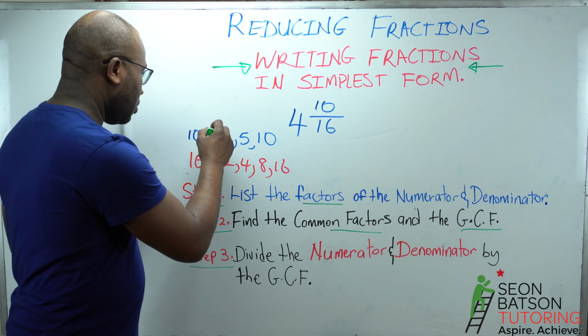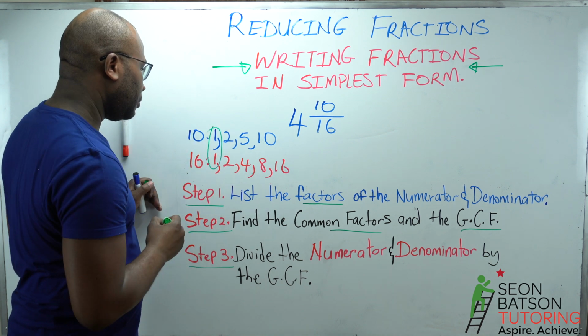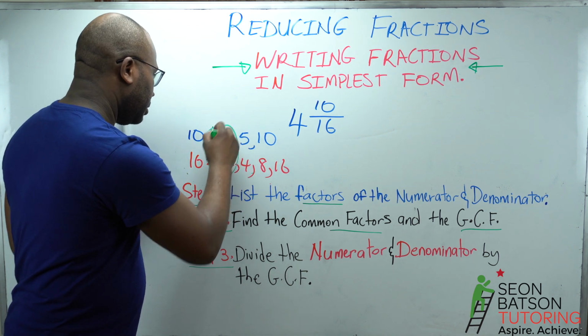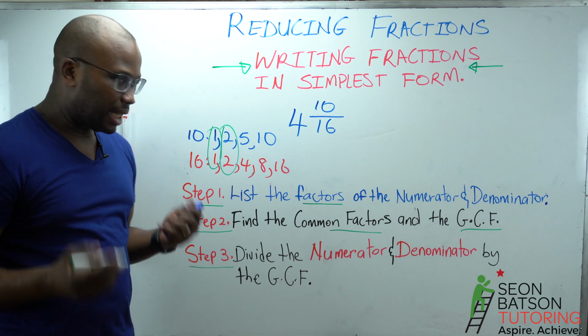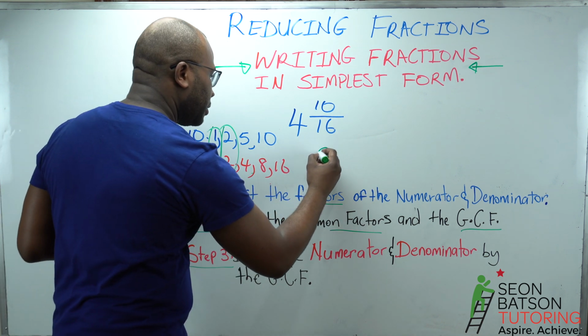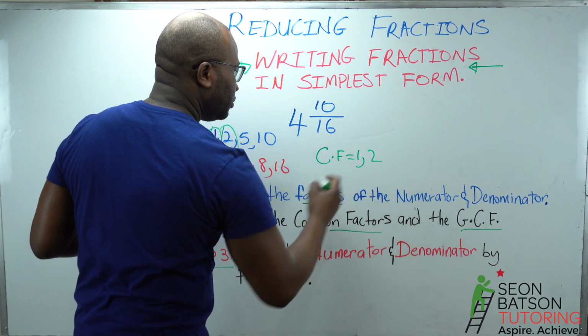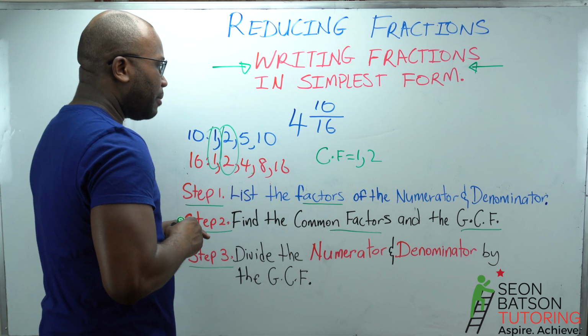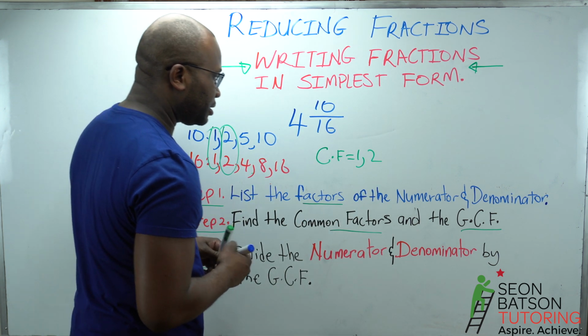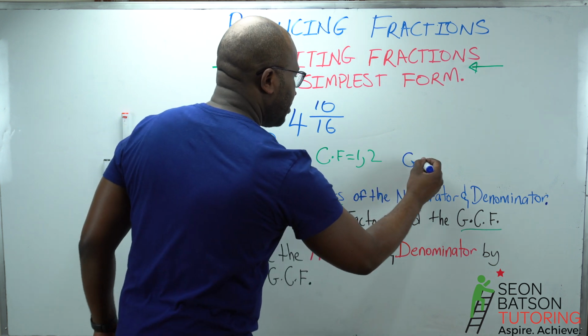Our common factors are 1 and 2. That's it, yes? So we put common factors right here. CF is equal to 1 and 2. Now that we have our common factors, let us find the biggest of them all, the greatest common factor.